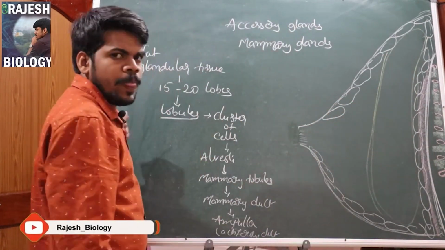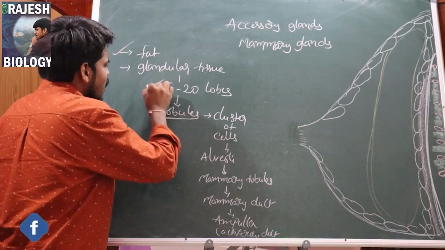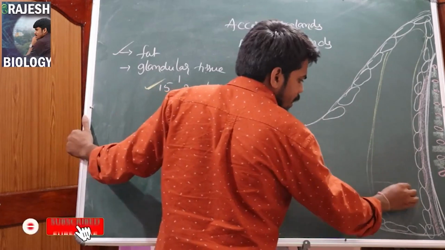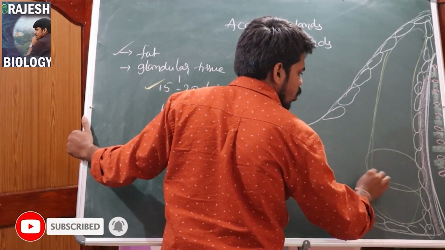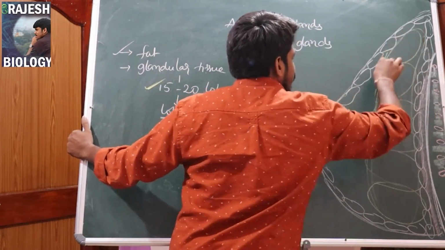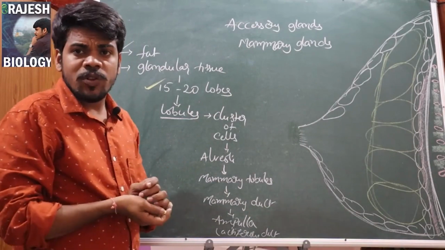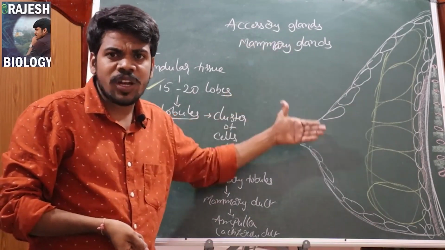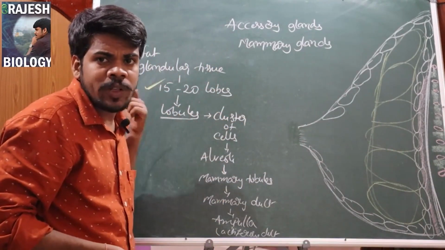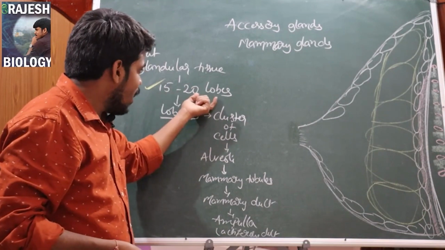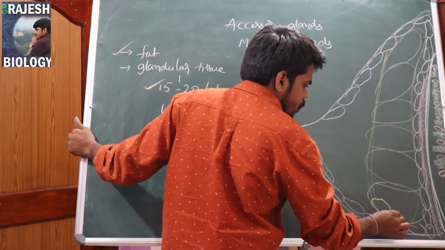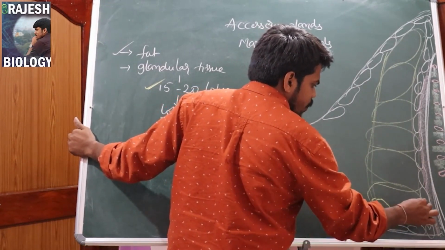As I was saying, the glandular tissue is divided into 15 to 20 lobes. So here it is a lobe, it is another lobe, another lobe. Of course, other lobes are also there, but it is a sectional view, so we can observe only a few lobes, but there are 15 to 20 lobes. And every lobe is again divided into so many lobules. So this is the lobule. Like this you can draw.